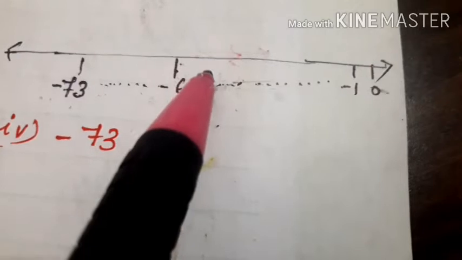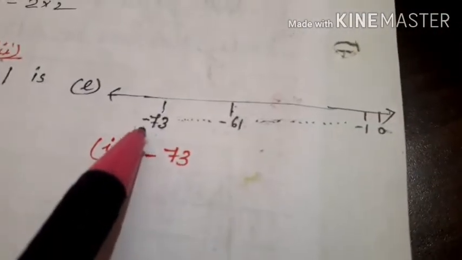See, minus 10, 18, minus 49. Minus 10 comes on the right side of minus 61, 18 also comes this side, and minus 49 also comes at this point. These all come on the right side of minus 61, but minus 73 will come on the left side of minus 61. That's why, for the question which of the following does not lie to the right side of minus 61, your answer is minus 73.